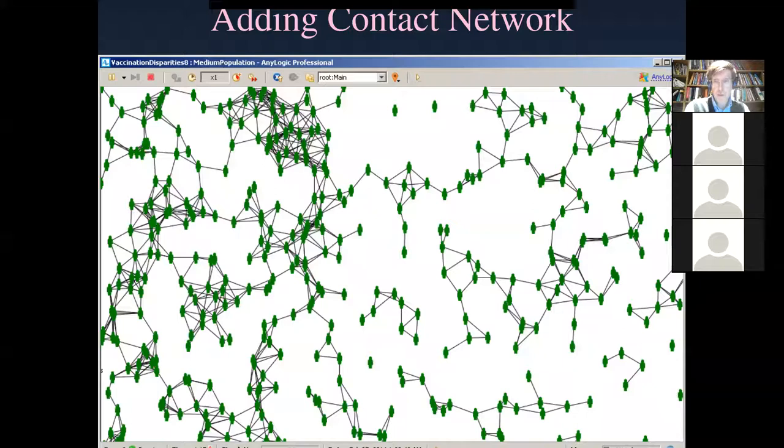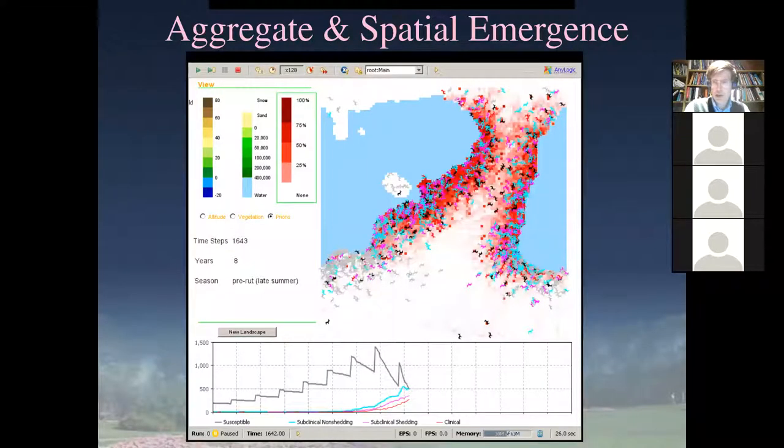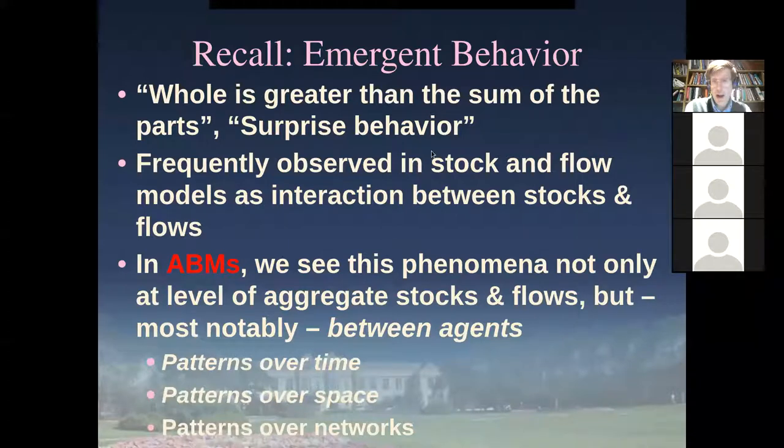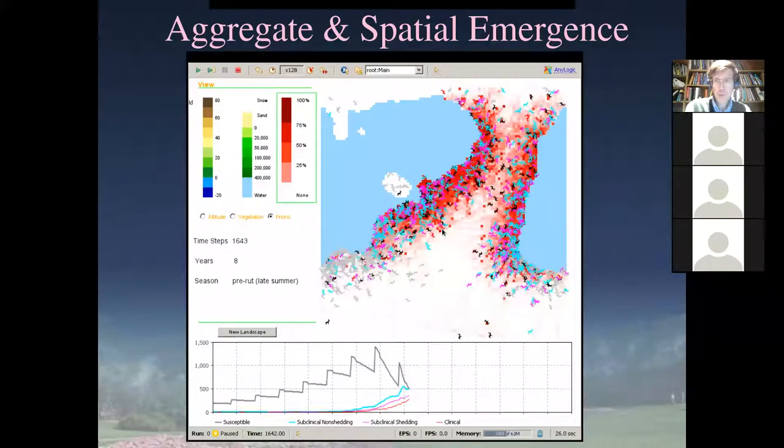Another feature that we commonly have is spatial dimensions. We place people in space according to, say, GIS maps. And we look at patterns that are emergent, not just in time, as we did with aggregate models, but in terms of space or over their network. So we characterize patterns that accrue perhaps over space. People may have influence from nearby resources, but they may also affect the area around them, such as in this case, dropping prions for prion-based disease.